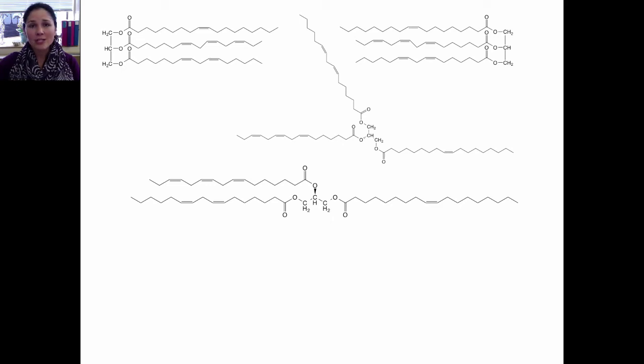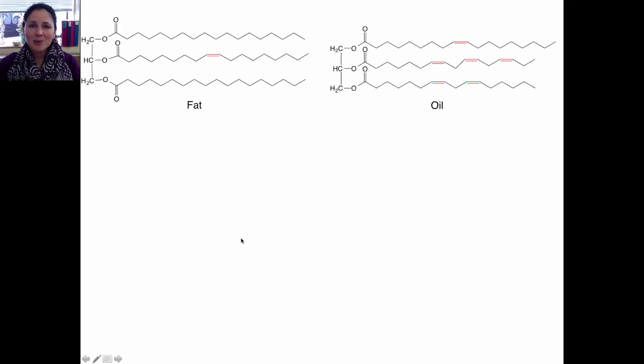There are several different ways you can represent these triglycerides, so don't let it throw you off if you see them represented in different ways. Now let's talk about the difference between fats and oils. Both of these things are triglycerides, but fats have more saturation, or they have more hydrogen atoms. The word saturated refers to the number of hydrogen atoms.